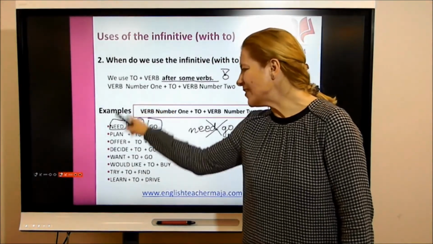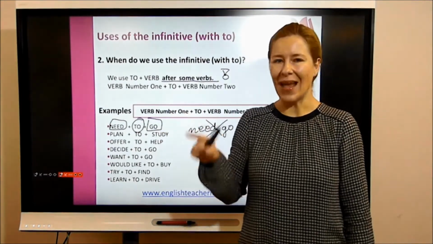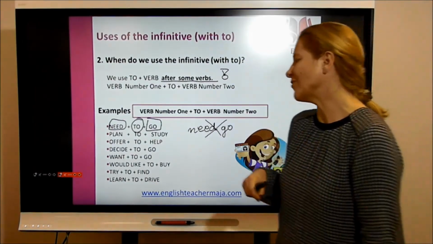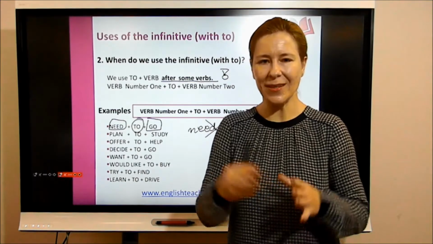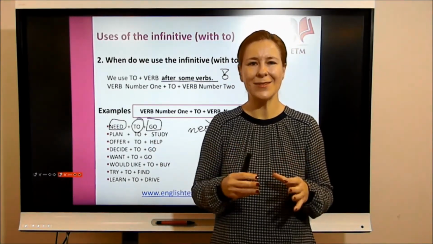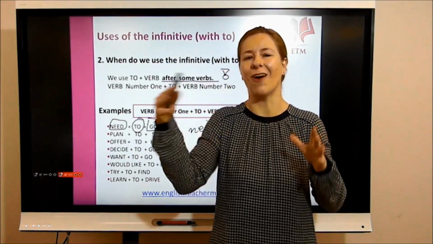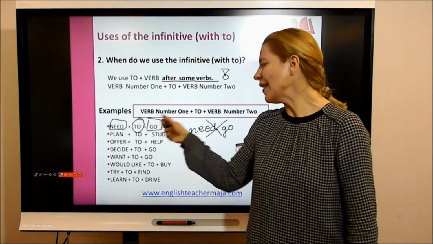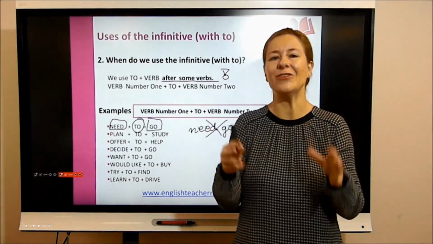And after these verbs, you need to use to plus infinitive verb, okay? So infinitive, verb. Let's simplify. Let's imagine that you want to have two verbs in one sentence, need and go, and you want to connect them. So you need to connect them. So I need to go. Need to go is incorrect, okay? Plan and study, and you want to connect these two verbs, so you need to.